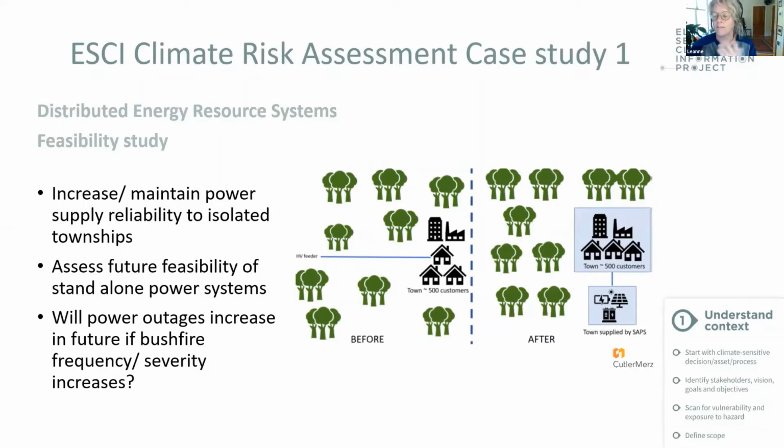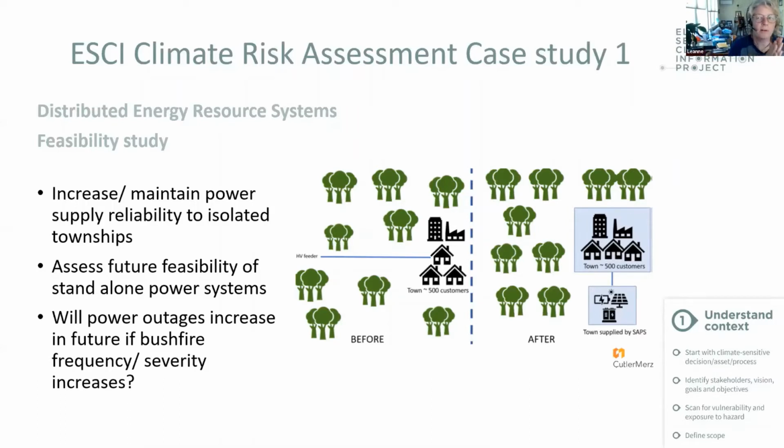In this lovely schematic, which was provided in the assessment sent to us and undertaken by Cutler Merz, you can see the before, where there's a high voltage feeder going through to a community, generally a smaller township. And the after, where this smaller township is not relying on the feeder at all. It's relying on this standalone power system. So this is the context of our risk assessment.